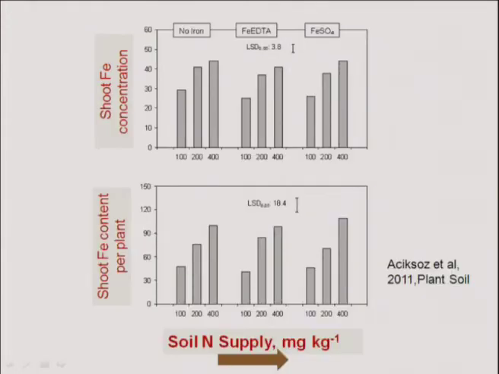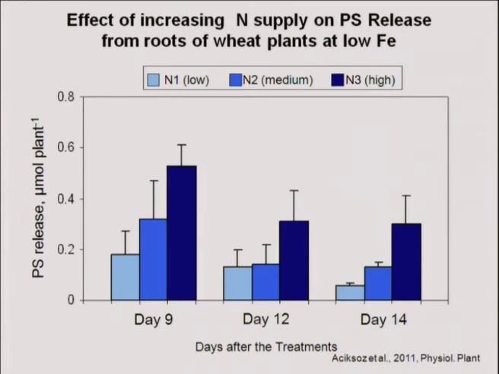Same effect with iron. This was very recently published in Plant and Soil. You see here, by increasing soil nitrogen supply, you can increase the shoot iron concentration. Same picture as with zinc. Also, total amount of iron per plant. You see here the effect on iron content is much more than on the iron concentration.